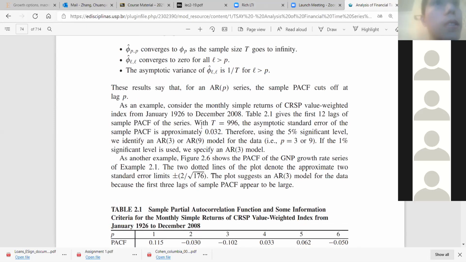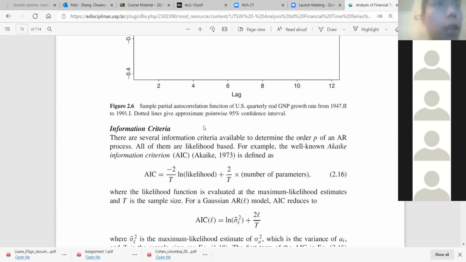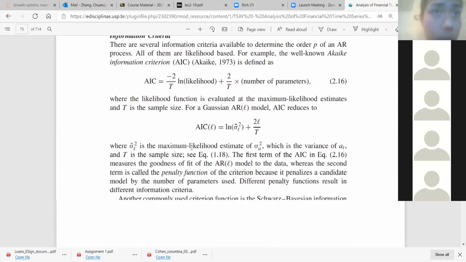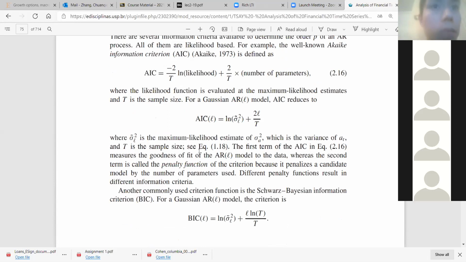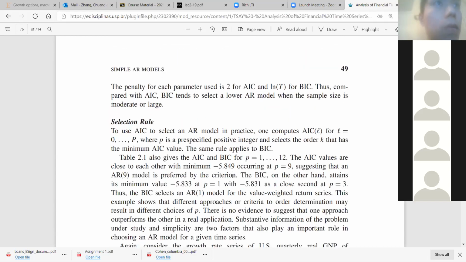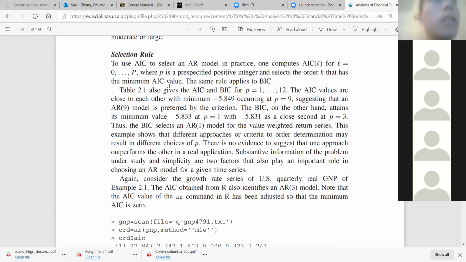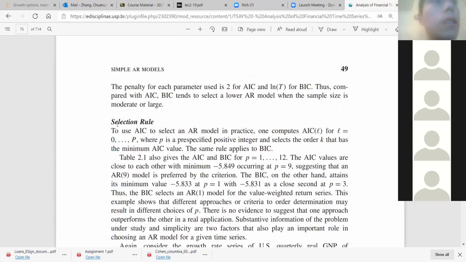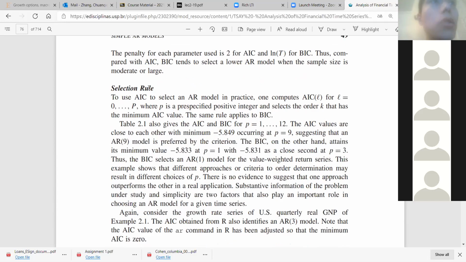Sorry, it's my bad. Let me see, is it the lowest or the maximum? I think I forgot. It was a long time ago. Oh yeah, look, the textbook mentioned the selection rules here. So you want to choose the order K that has the minimum AIC value, and the same rule applies for the BIC.